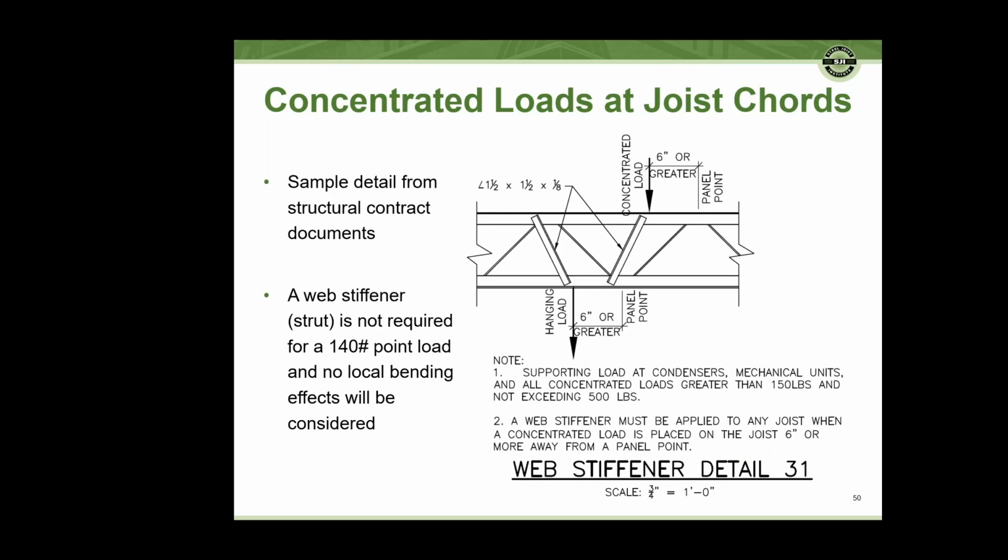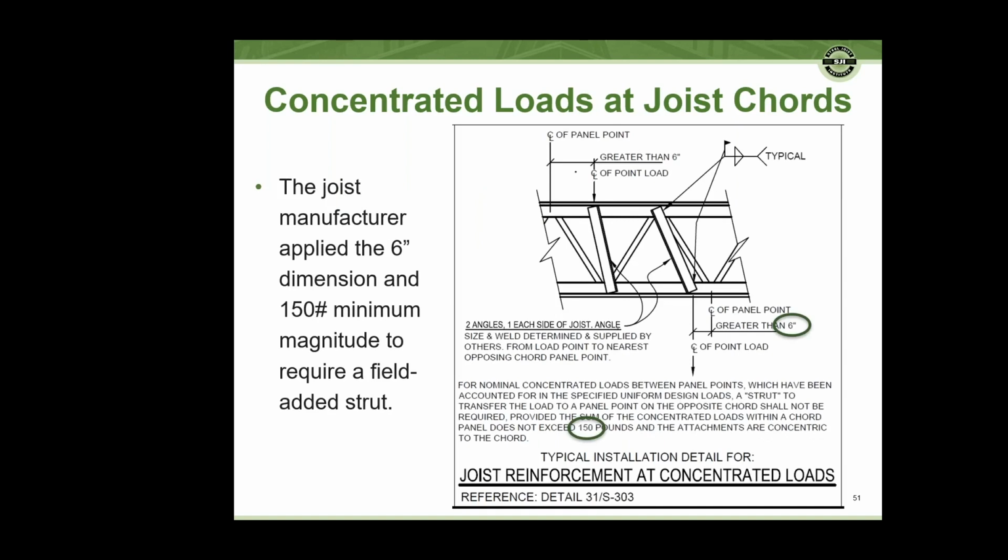Another example, this is just out of structural documents, and you can see it provides a limit range for that concentrated load of 150 to 500, and then it also provides a dimension of 6 inches from a panel point. So a web stiffener is not required for a 140-pound point load, and the joist manufacturer is not going to take any local effects from that point load. And this is the example of the joist placement plans and what their detail looks like. It's a reflection of that structural document where the 6-inch dimension is input and the 150-pound limit requiring the strut is placed.